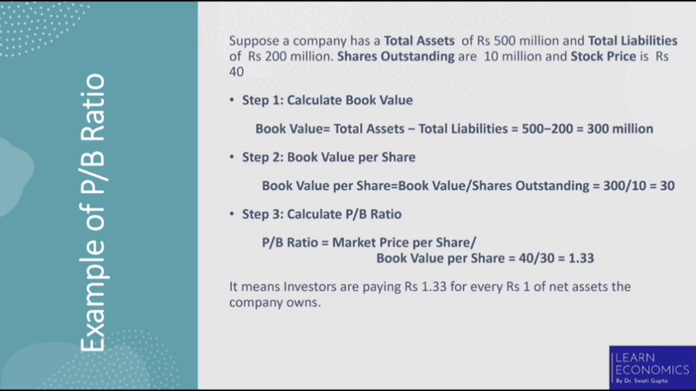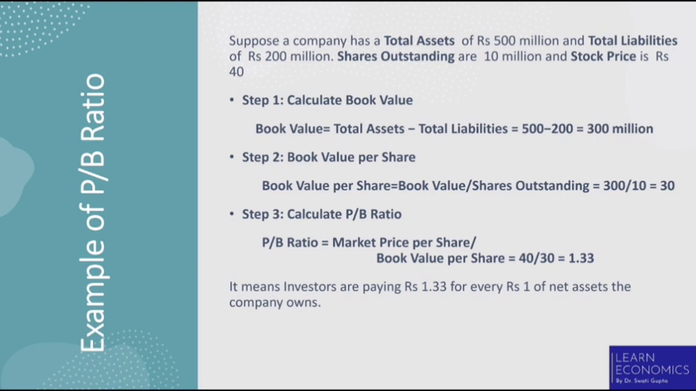Suppose a company has total assets of rupees 500 million, total liabilities of rupees 200 million, shares outstanding of 10 million, and stock price per share of rupees 40. First of all, we have to calculate the book value. Book value is equal to total assets minus total liabilities. Total assets is 500, total liabilities is 200. So, book value is 300 million.